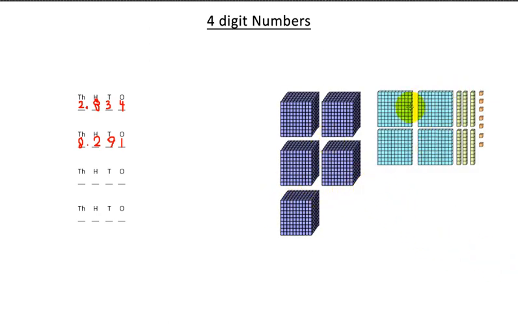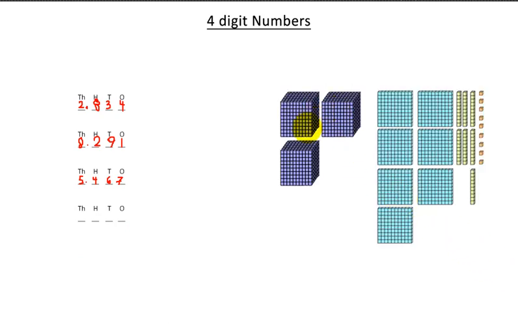Let's move on to the next one. Here I have 5,000s, 400s, 6 tens, and 1, 2, 3, 4, 5, 6, 7 ones. So let's see that again. 5,000s, dot, 400s, 6 tens. How many ones? 7. Perfect. So how many blocks are these? 5,467.